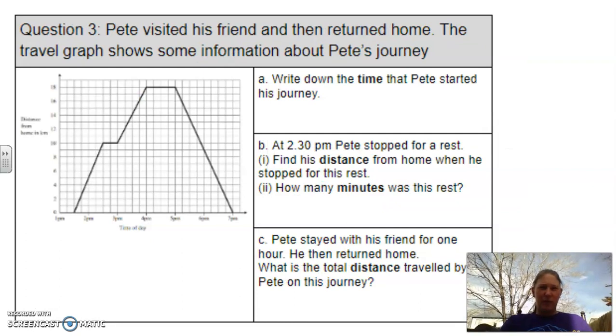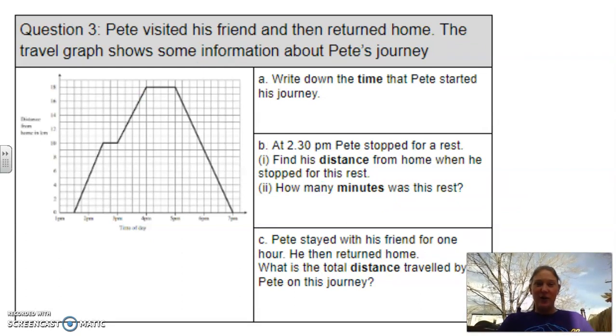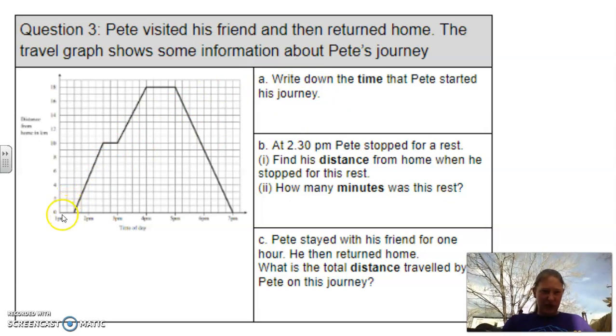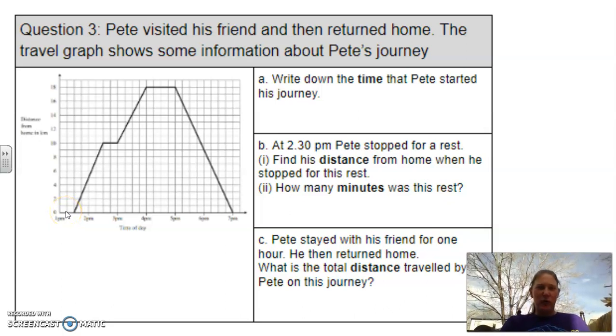Question 3, Pete visits his friend and then returns home. The travel graph shows some information about Pete's journey. So the first part here, A, write down the time that Pete started his journey. So you have to kind of figure out what each of these little boxes represent. And if I look at this, it's 60 minutes, and there's 4 boxes. So 60 divided by 4 tells me that each one of these must equal 15 minutes. So 1 o'clock, 1:15, 1:30, 1:45, 2. So right at the middle there, he started his journey at 1:30.